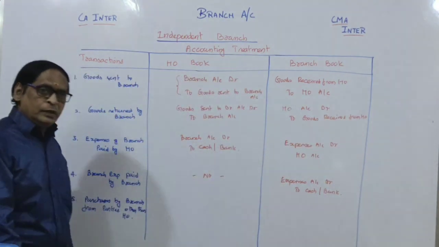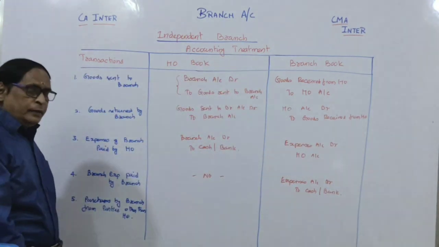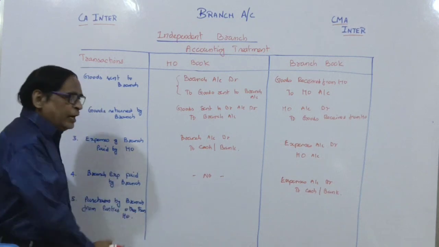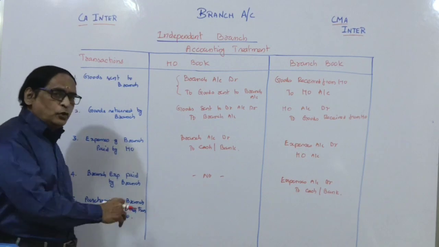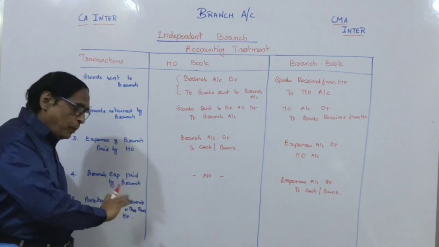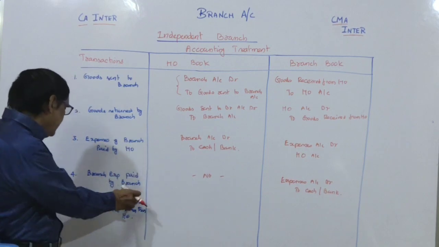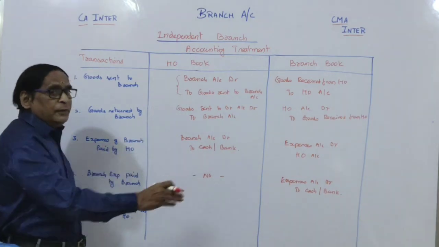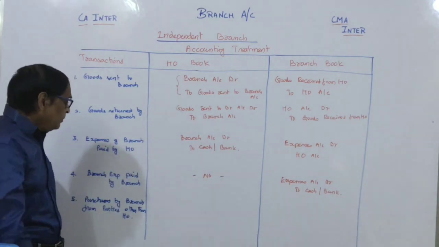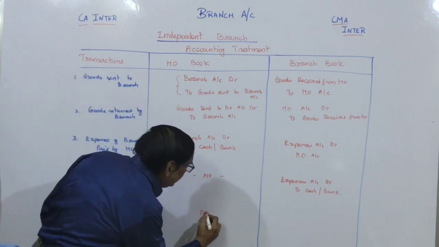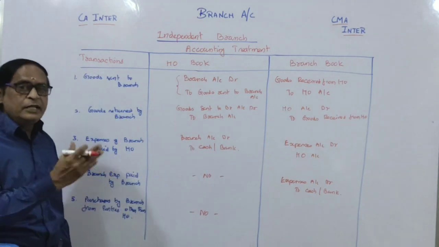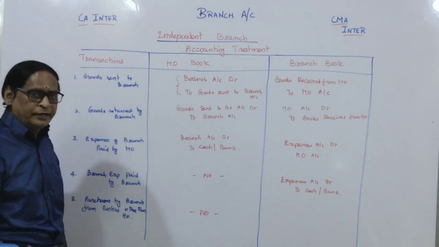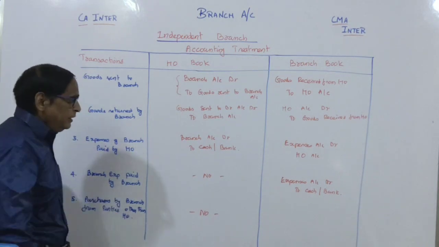Clear? And the next point, purchases by branch from parties other than head office. Normally head office supplies the goods at invoice price. It is different if any purchases are made by branch directly from parties. But if there is no effect, no entry here, because branch has purchased from its creditors, either by cash or on credit. So what will be the journal entry?